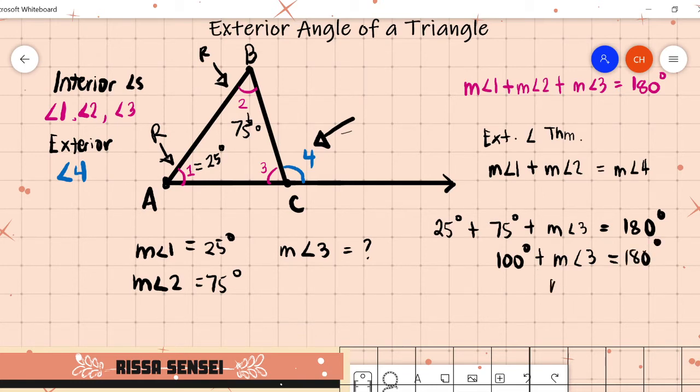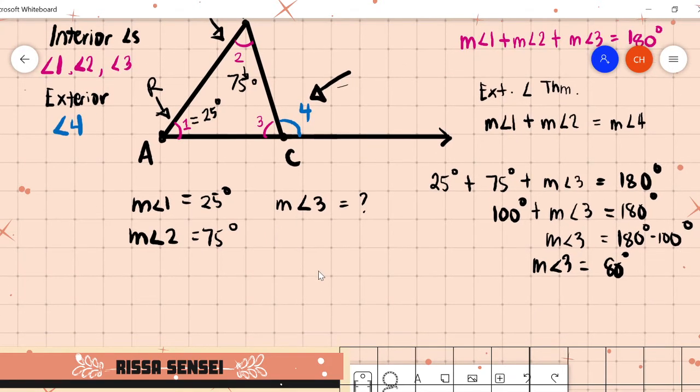And, ayan, i-subtract natin. The measure of angle 3 is 80 degrees. O ngayon, balikan natin. Yung exterior angle theorem, bakit totoo that the measure of angle 1 plus the measure of angle 2 is equal to the measure of angle 4? Kasi, kung halimbawa ito ay 80 degrees, ayan, 80 degrees yan.